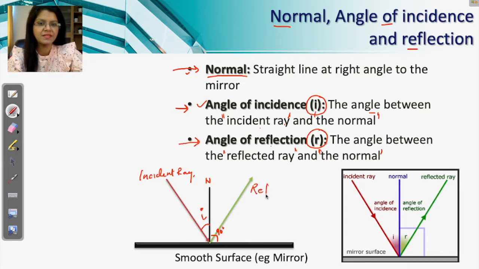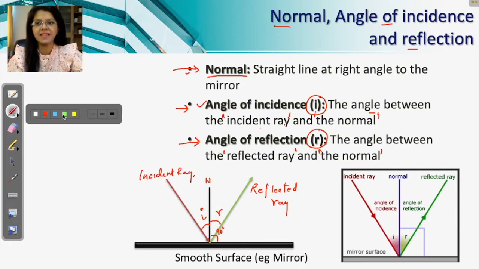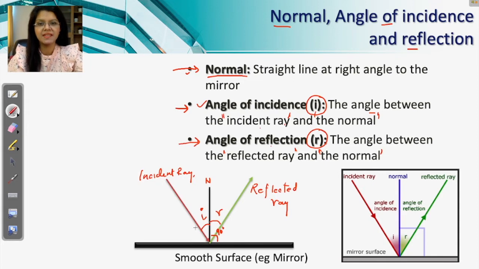Let us name the reflected ray. That's your reflected ray. And where is the angle of reflection? It is between the normal and the reflected ray. Be careful, many students make this mistake during the examination. They write the angle of incidence as this. Please be careful, this is wrong.